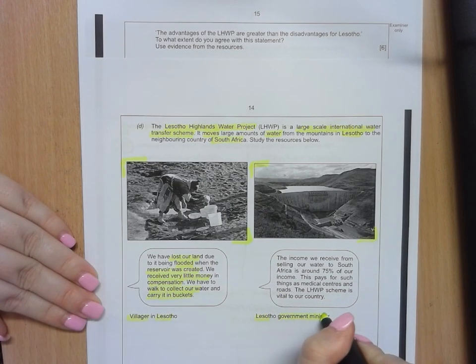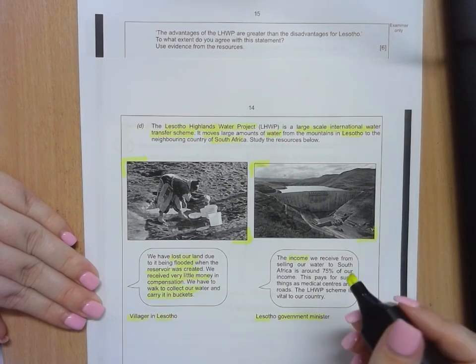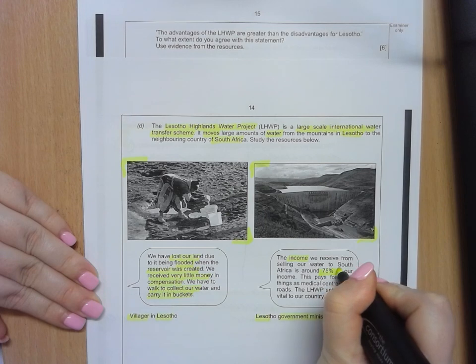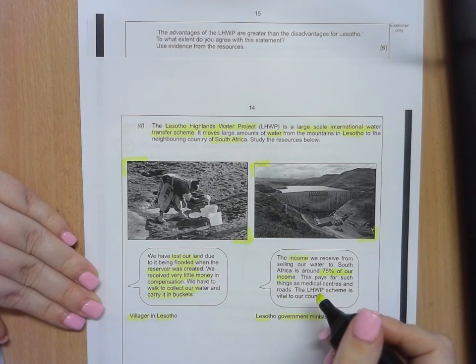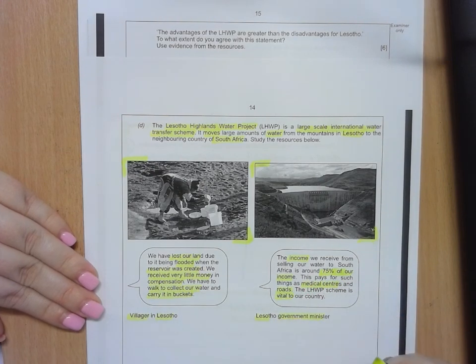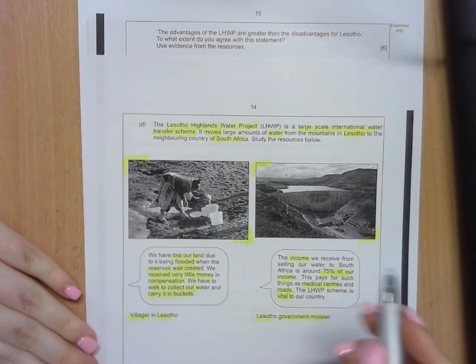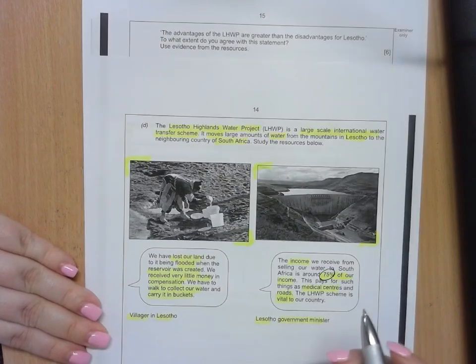Lesotho government minister: The income we receive from selling water to South Africa is around 75% of our income. This pays for medical centres and roads. It is vital. Okay, so I get here, 75% of their income is from this, which is helping them to develop. And if they've got roads, that means they can get medical care to people.